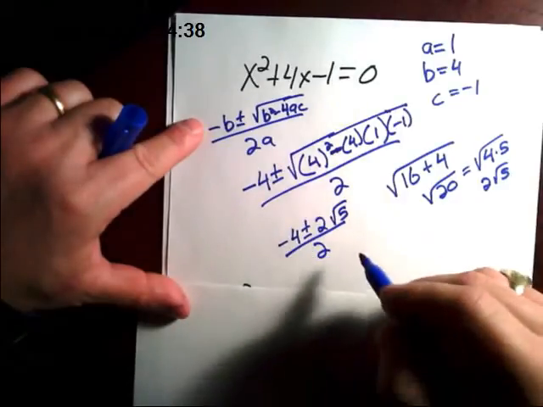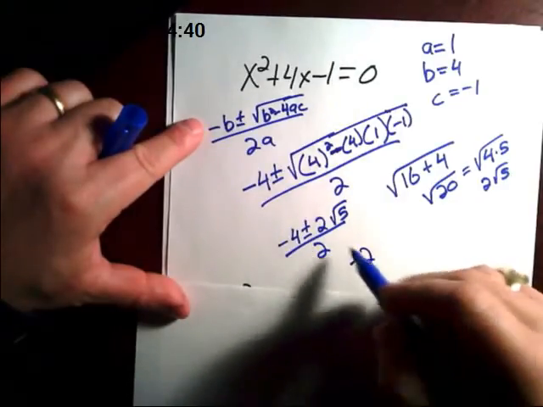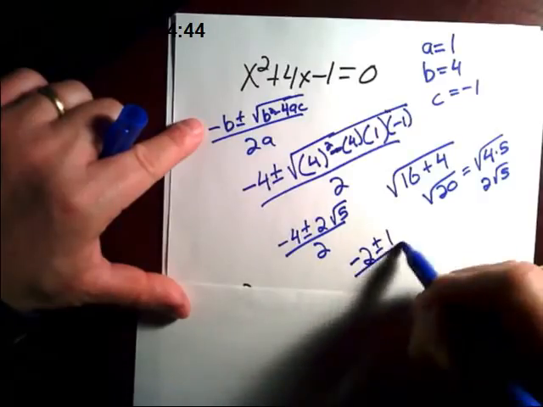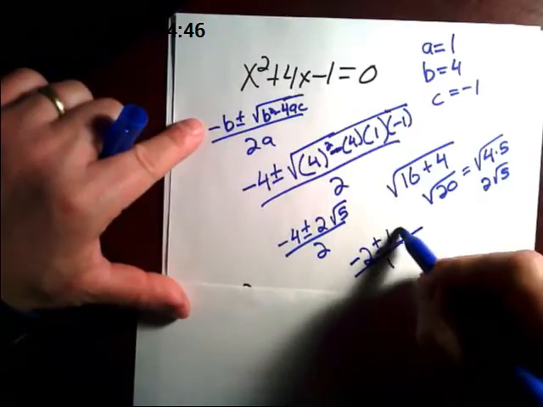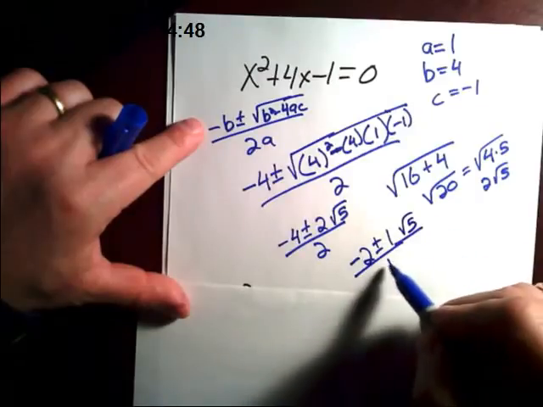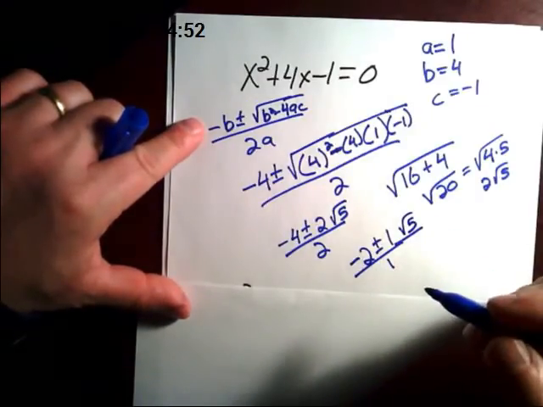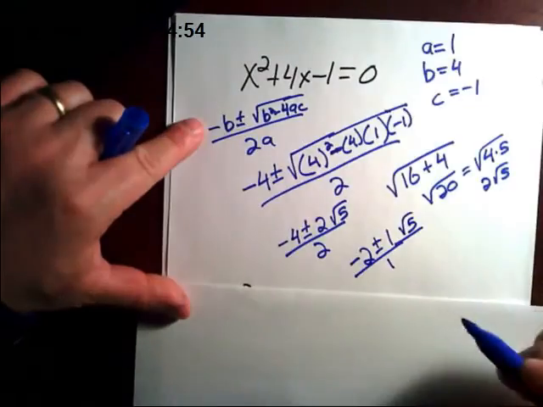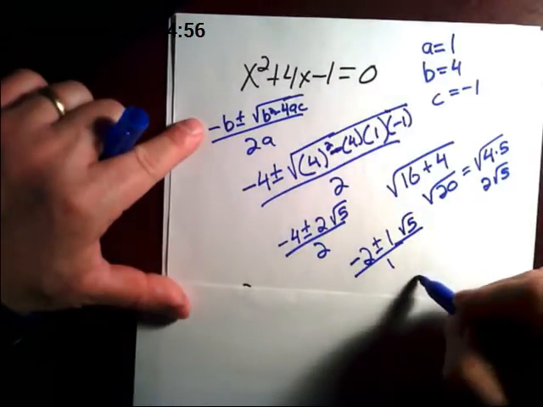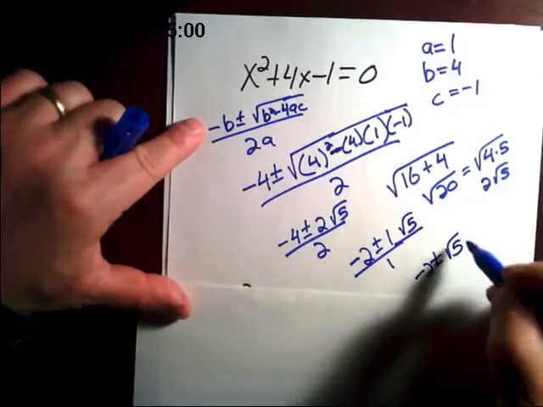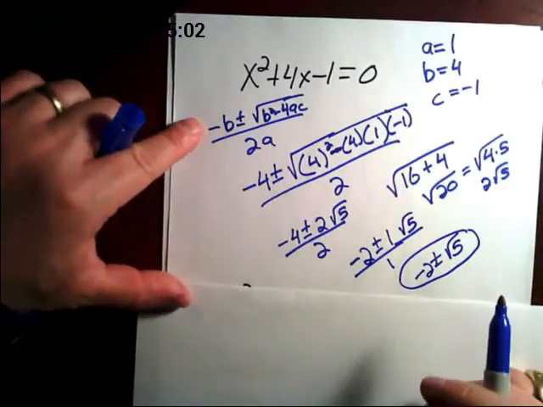Let's see, 2 goes into -4 -2 times. 2 goes into 2 once. 2 goes into 2 once. The square root of 5 is just over 1. That's a fraction. Everything can be put over 1. So I have -2 plus or minus the square root of 5. That is the most bestest answer right there.